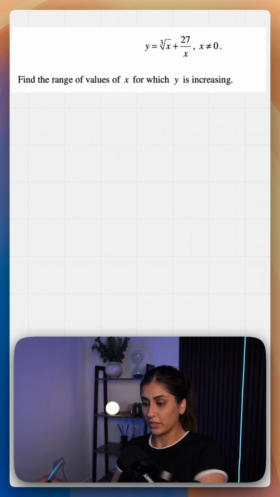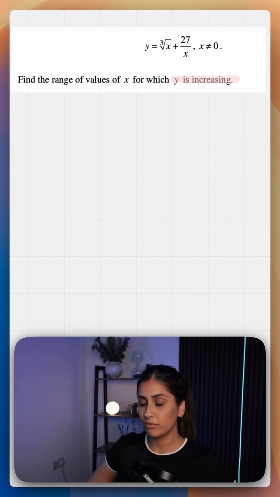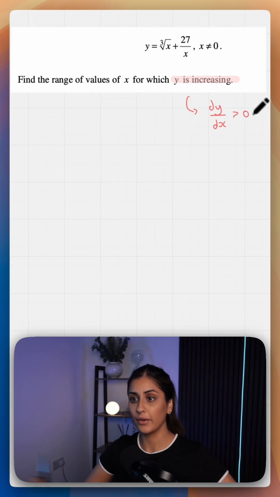This is another MadAsMaths question. We have a function of y here. We want to find the range of values of x for which y is increasing. Where your function is increasing, that's another way of saying your gradient is positive, so your dy by dx is greater than 0. Essentially, differentiate and solve your inequality.